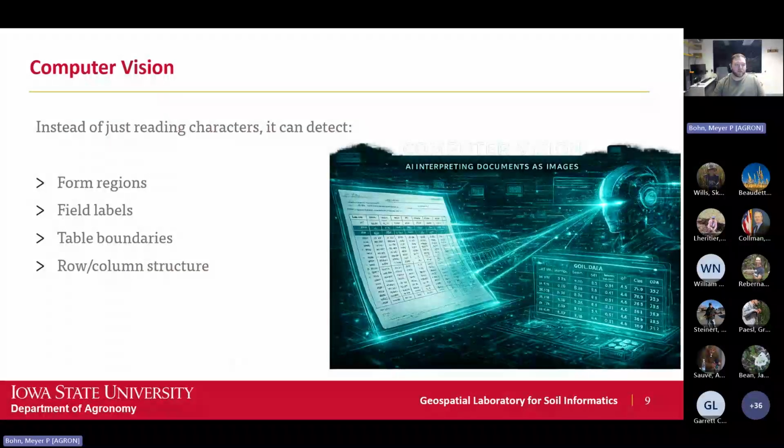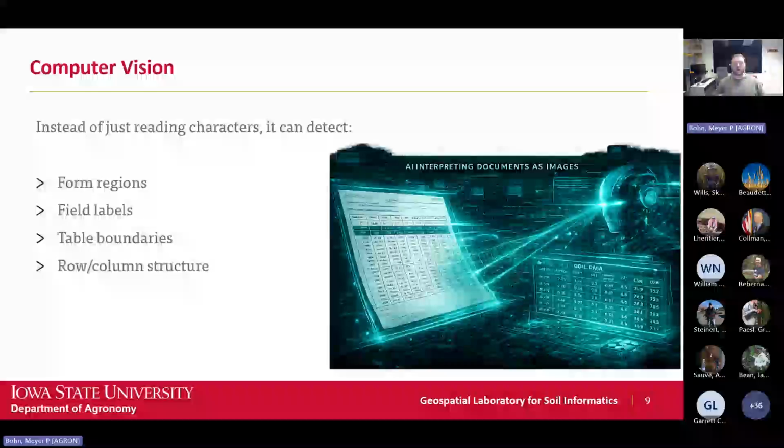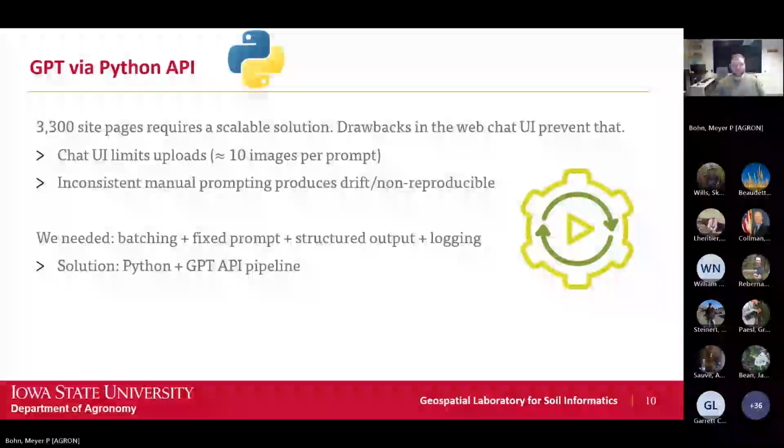And so I looked to computer vision because instead of just reading characters, it can look at forms and regions and locations and have a spatial awareness and a formatting awareness to look for rows and columns and their structure and boundaries across the page. But this had to be scalable because we weren't just doing like 10 images uploaded into a ChatGPT prompt. We had to do 3,300 pages.